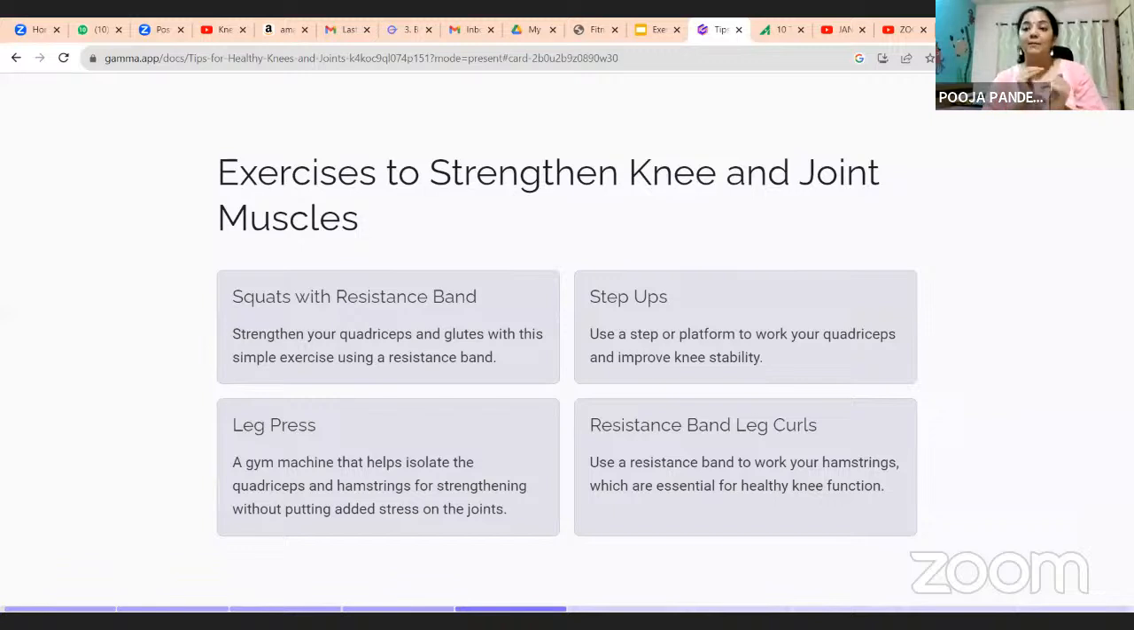I will show you some of the exercises which you can do with knee problems. Most of these exercises which are demonstrated in the video can be done by anybody and everybody. But if you feel pain in doing any of the movements, please stop doing them. I will show you.